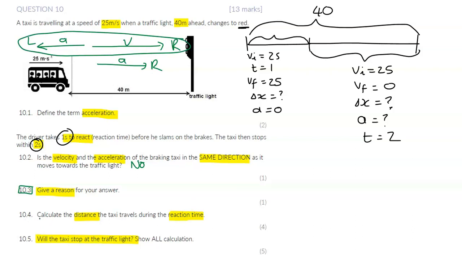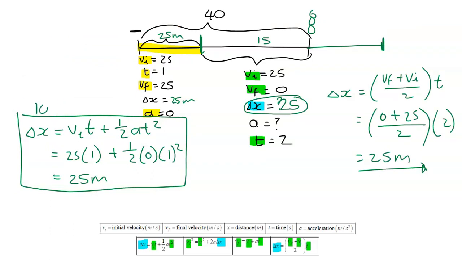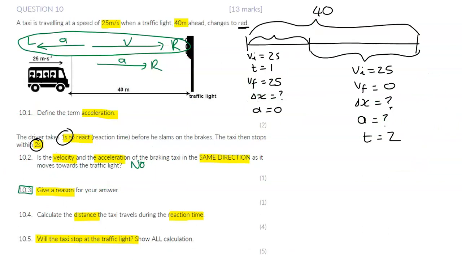Okay, now 10.4, they ask calculate the distance the taxi travels during the reaction time, and we've sort of already done that. This is over here. So he travels 25 meters in the 1 second that it takes before he can make a decision. So that's 10.4. And then, will the taxi stop at the traffic light? Show all your calculations, and I've already done that.